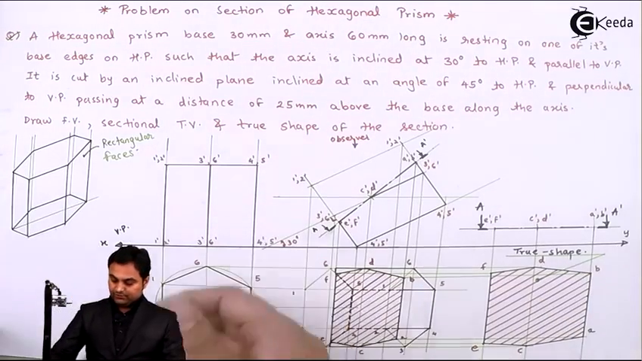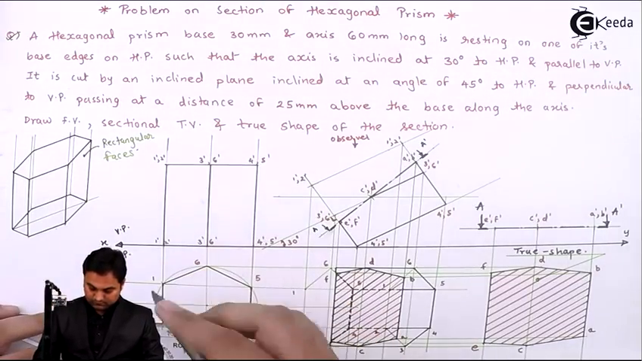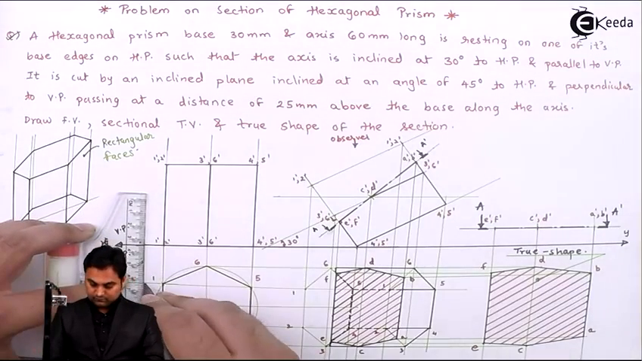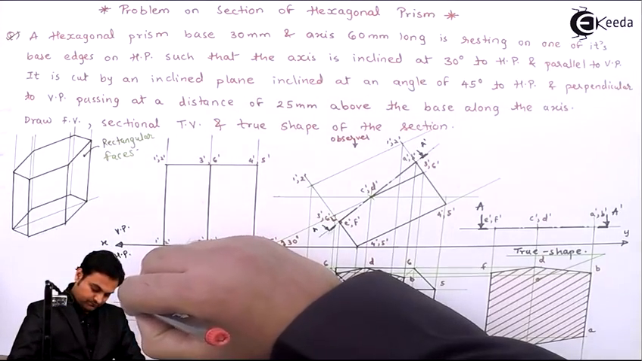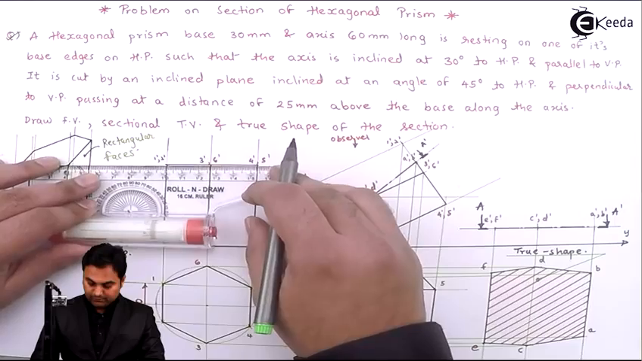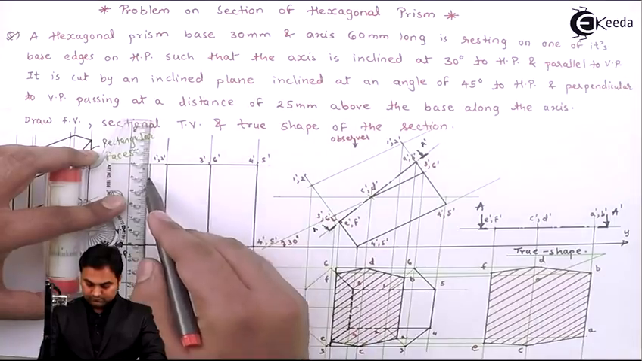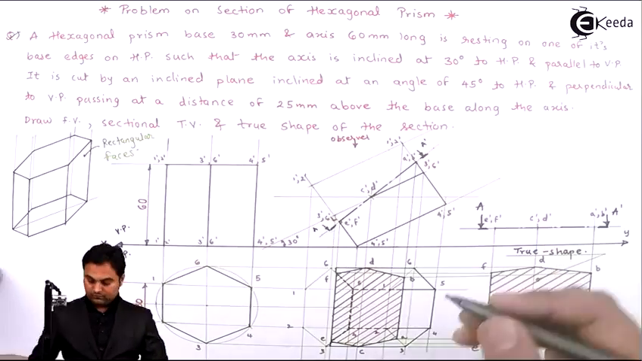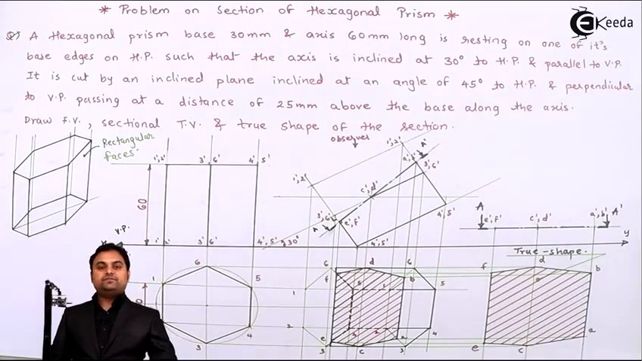Here I'll be giving the dimensioning to it. The side of base is 30 mm. Axis height 60 mm, given in the problem. And here I have given the inclination of the axis, and with this we complete the problem.